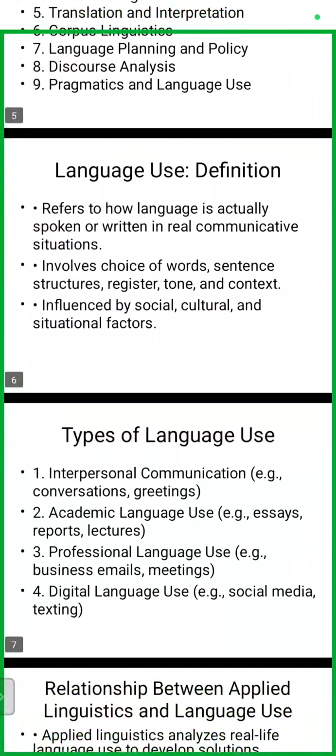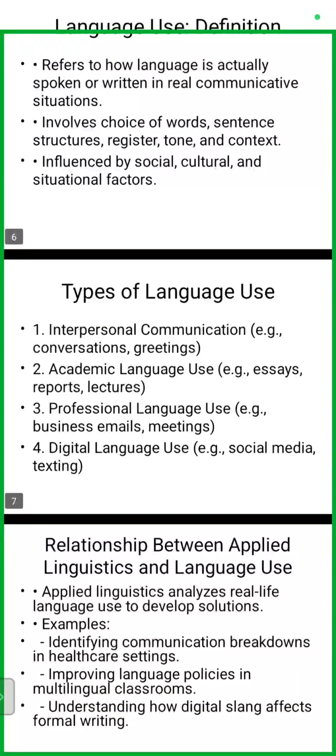Okay, next we are going to talk about the definition of language use. Refers to how language is actually spoken or written in real communicative situations. Involves choice of words, sentence structures, register, tone, and context. Influenced by social, cultural, and situational factors.